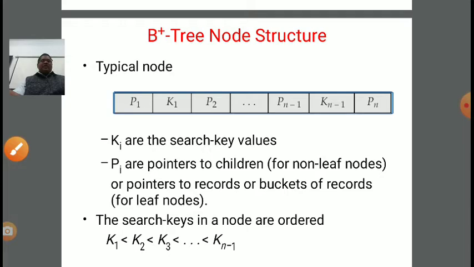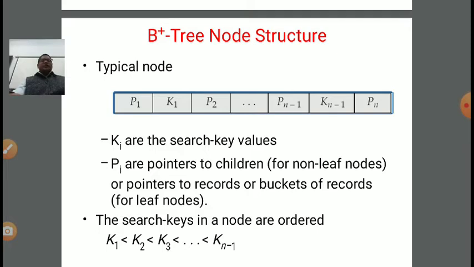K of i are the search key value for the ith place, and P of i are pointers to children for a non-leaf node, and pointers to a record or bucket of records for a leaf node. For a non-leaf node, they are pointing towards the next level nodes, and for a leaf node, the pointer is pointing to the actual record or data. The search keys are always stored in sorted order: K1 is less than K2, less than K3, and so on, less than Kn minus 1.